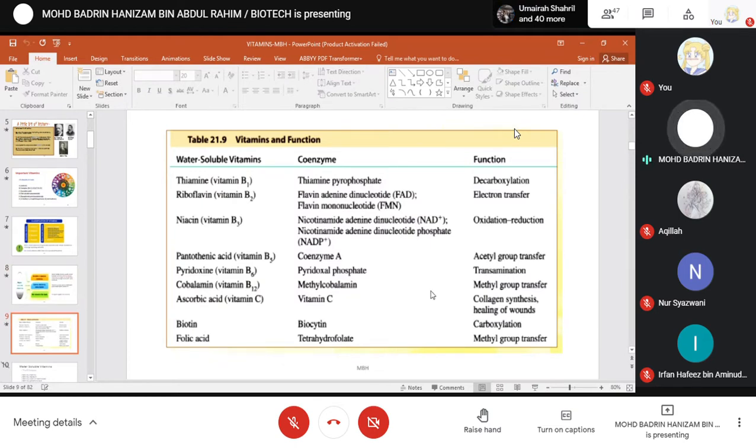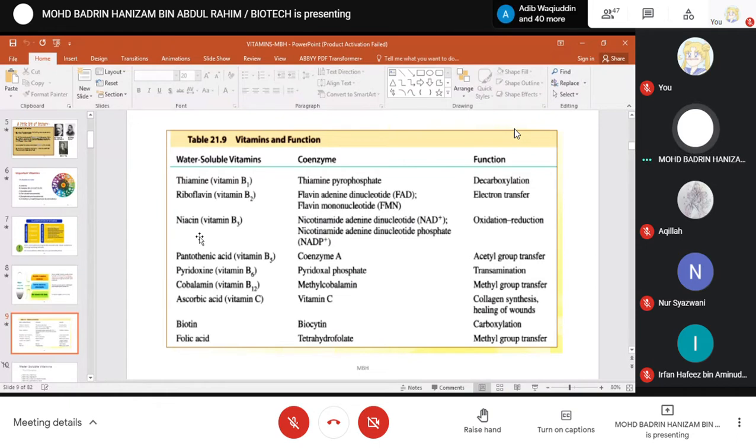All right, vitamins and their functions. Based on this figure, you can see the roles of all these water soluble vitamins. For example, thiamine is vitamin B1. It's a coenzyme as thiamine pyrophosphate, functioning in decarboxylation reactions. Riboflavin, vitamin B2, FAD, electron transfer. You learned about the electron transport chain and so on. This is where riboflavin's role comes in.